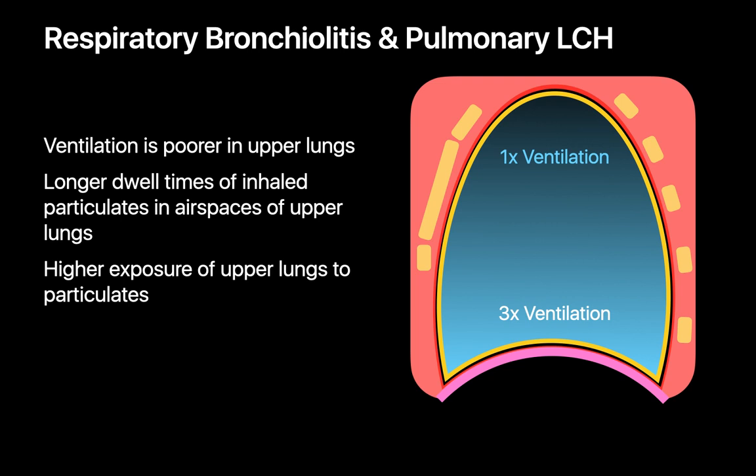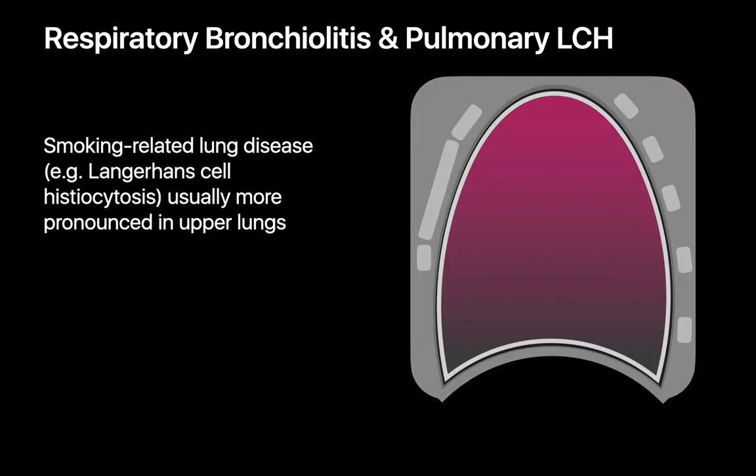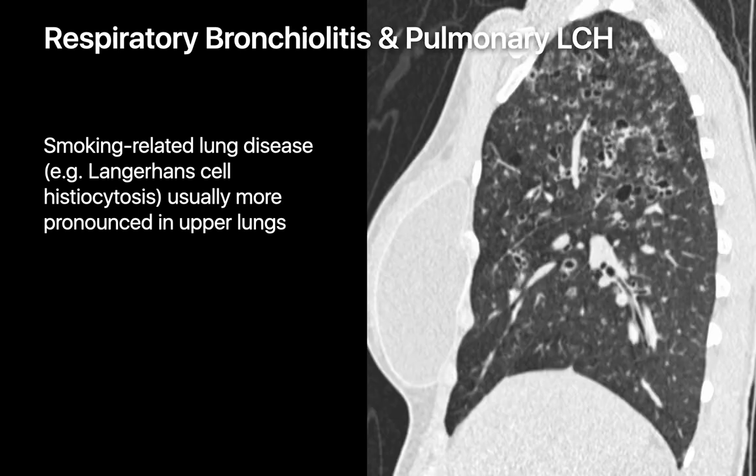Smoking-related lung diseases such as respiratory bronchiolitis or pulmonary Langerhans cell histiocytosis are disorders that are driven by exposure to particulates in cigarette smoke introduced into the lungs via the airways. Since ventilation is poorer in the upper lungs, the dwell times for inhaled particulates that do make it into the upper lungs will be substantially longer, resulting in higher exposures. As a result, respiratory bronchiolitis and pulmonary Langerhans cell histiocytosis are usually more pronounced in the upper lungs, such as in this example of pulmonary Langerhans cell histiocytosis, where the nodular and cystic features of PLCH are much more pronounced in the upper lungs.